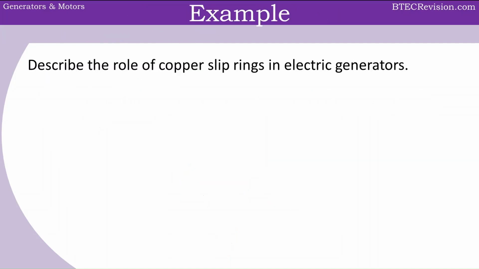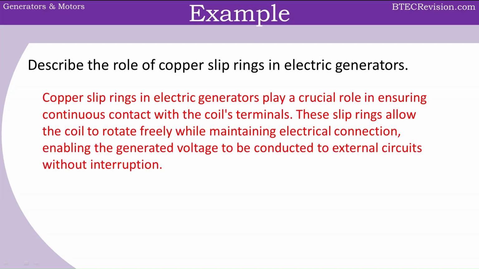Let's look at an example. Describe the role of copper slip rings in electric generators. Copper slip rings in electric generators play a crucial role in ensuring continuous contact with the coil's terminals. These slip rings allow the coil to rotate freely while maintaining electrical connection, enabling the generated voltage to be conducted to external circuits without interruption.